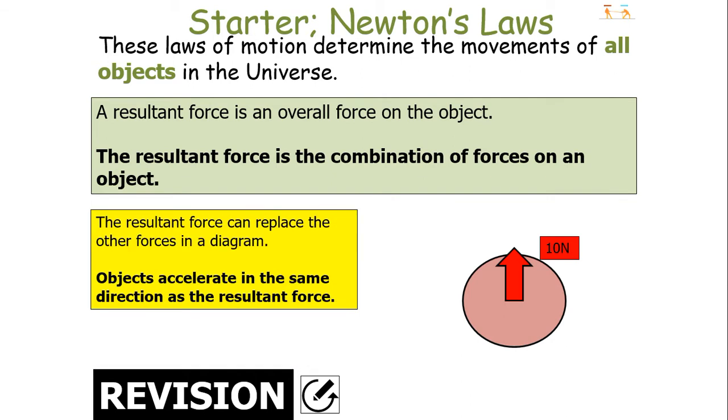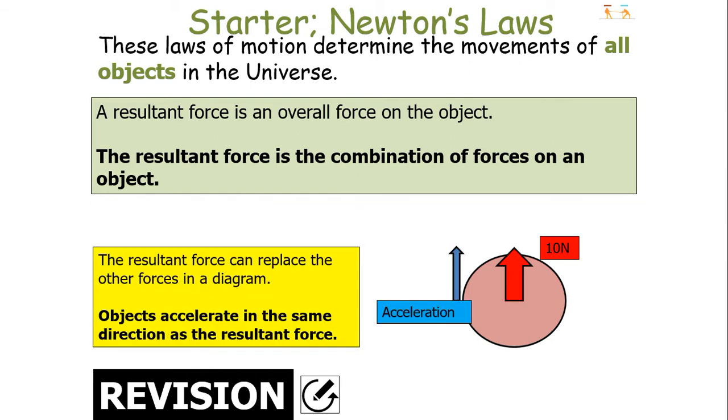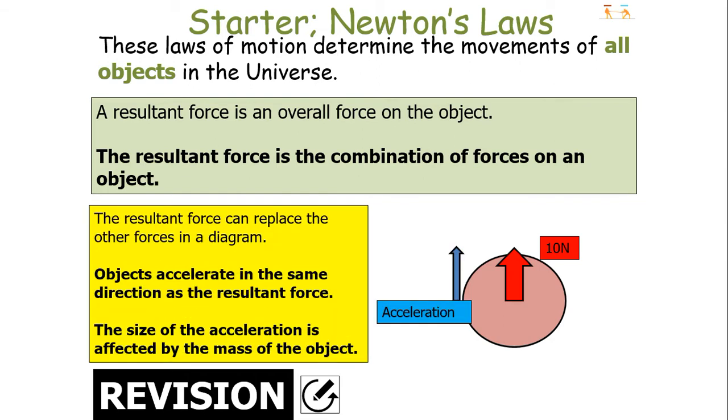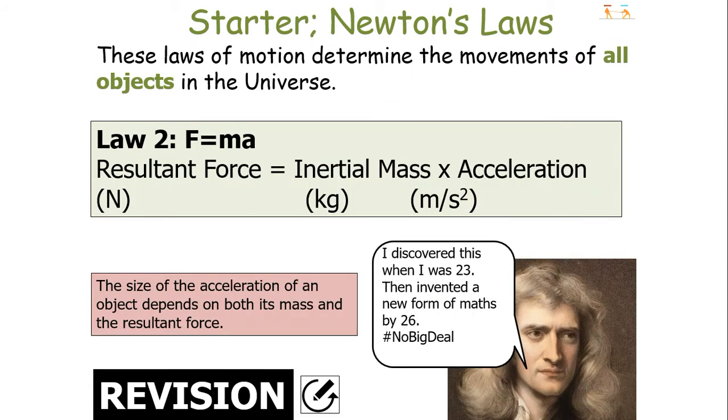Resultant forces can replace the forces in the diagram, and objects will always accelerate in the same direction as the resultant force. The size of the acceleration is affected by the mass of the object, which is the second of Newton's laws of motion. Law 2, F equals ma: the resultant force in newtons is equal to the inertial mass in kilograms times the acceleration in meters per second squared.